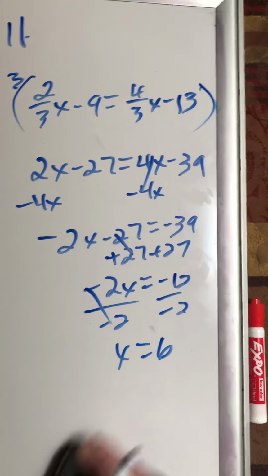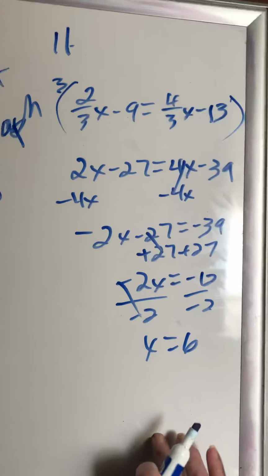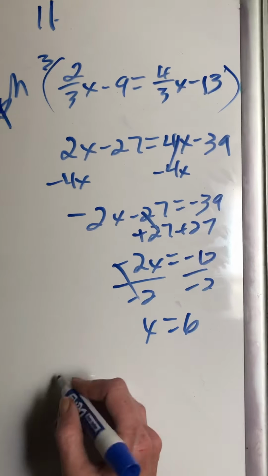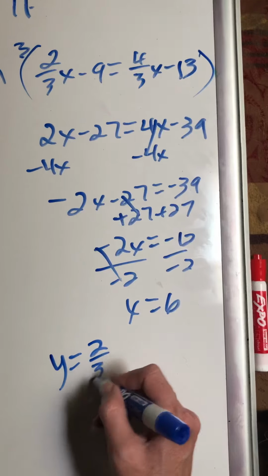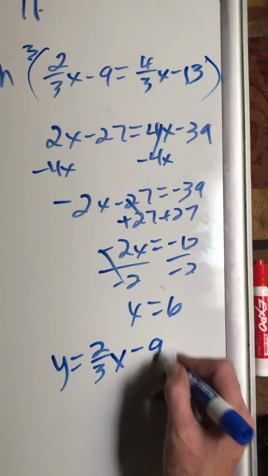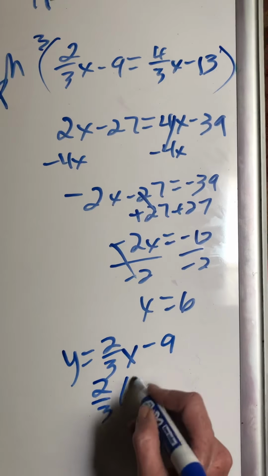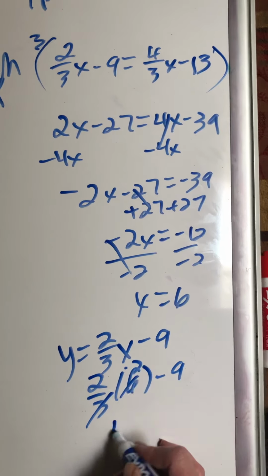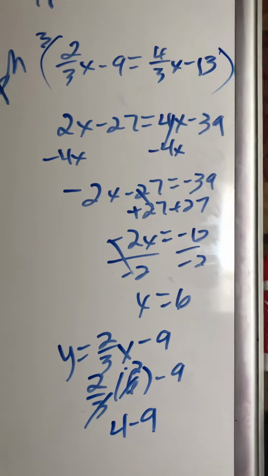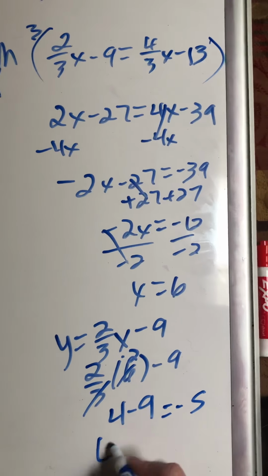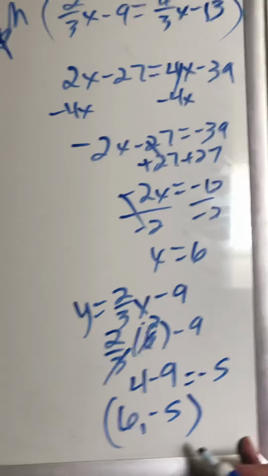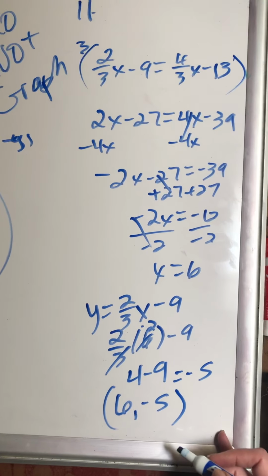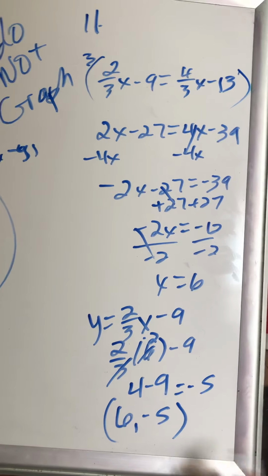And some of you stop right here, which is incorrect because you only have x. You need to find y. So take that and plug it back into one of the original ones, y equals 2/3 x minus 9. So 2 over 3 times 6 minus 9. 3 goes into 6 and leaves a 2. 2 times 2 is 4 minus 9 is negative 5. So 6 comma negative 5. Make sure you write it as an ordered pair. So that's number 11.